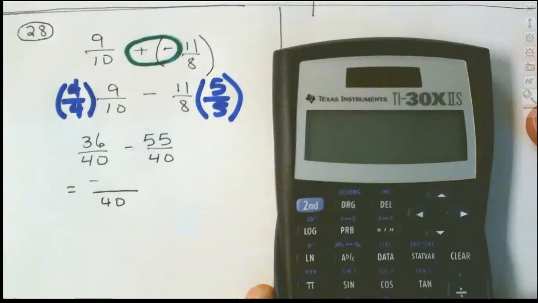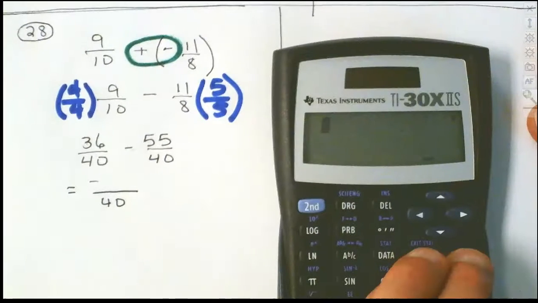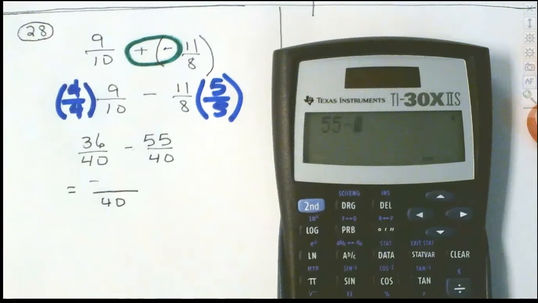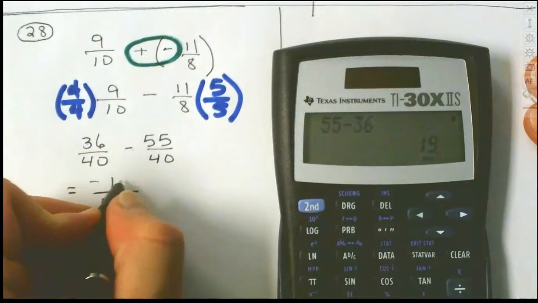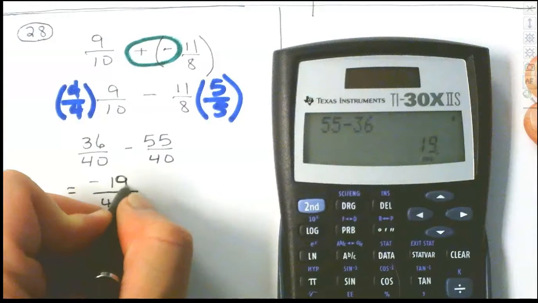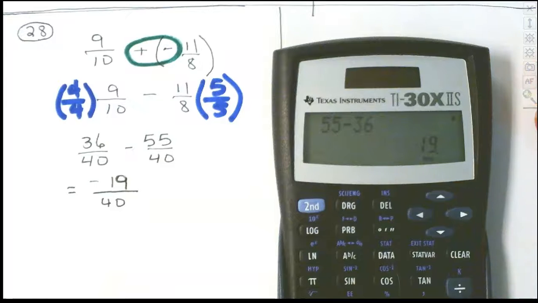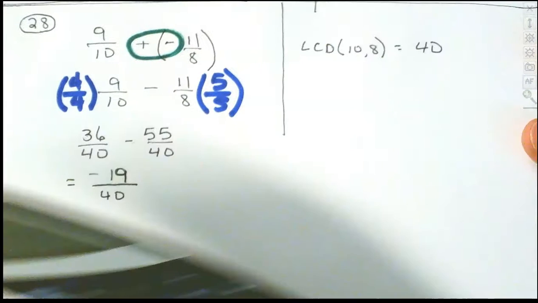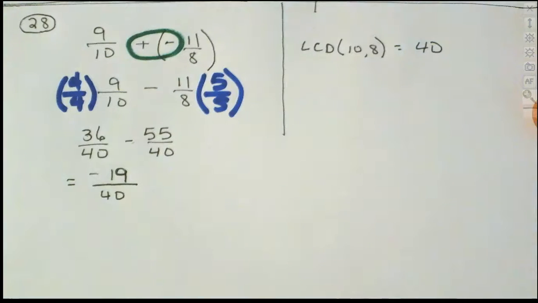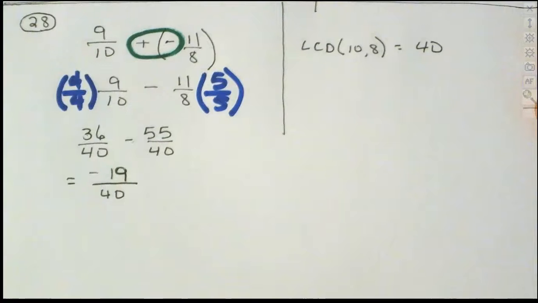And so what do we then do? Then we just simply take our 55. We're going to take away our 36. And that gives us a 19. And we know our answer needs to be negative. Why? Because 55 is the negative number. That's the way I like to do it so we don't make a mistake using the calculator. So I always predetermine what the sign will be, and then I just subtract them. That's not going to reduce down any because 19 and 40 have nothing in common.